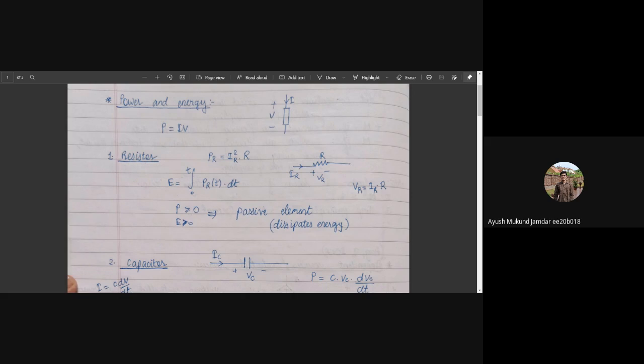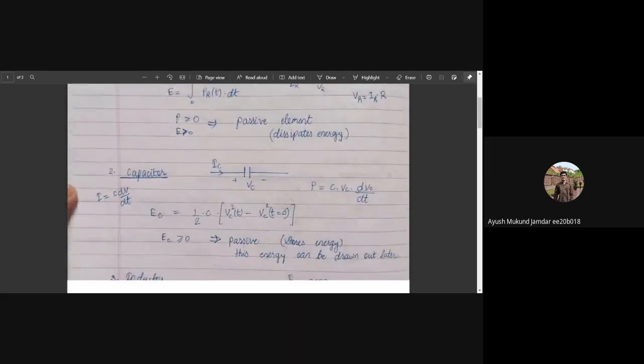Talking of power and energy as well at this point, power, as we all know, is I times V. And from the law, we have power across the resistor, that is I squared times R. On integrating power with respect to time, we should get the energy. Now, since the resistor is a passive element, power will always be positive. That is, it will always absorb power and dissipate energy. This is because IR and VR will be positive for the resistor, and that's it about the power consumption in the resistor.